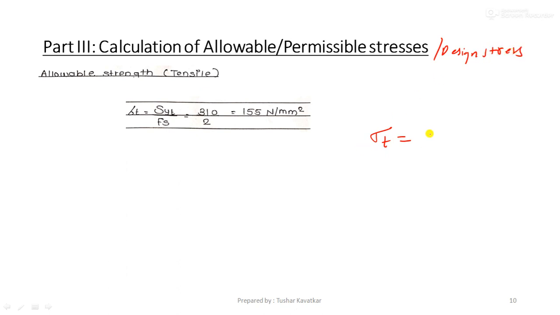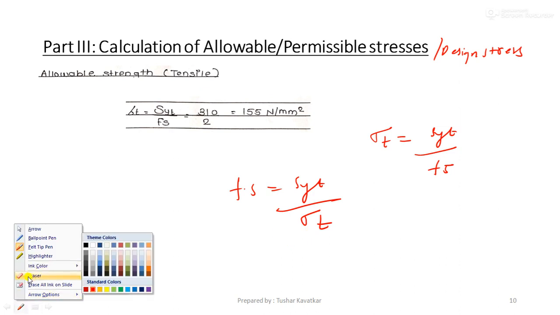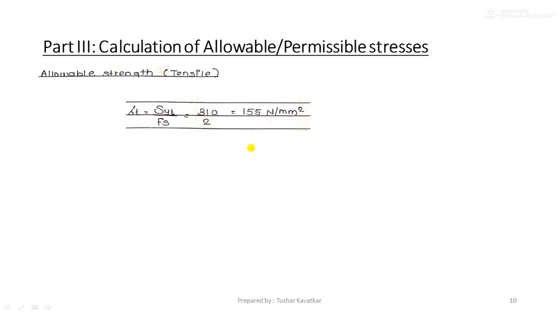Sigma t is given by Syt upon factor of safety, because we already defined factor of safety as Syt upon allowable stress. From this formula we get the allowable stress: Syt upon FS. What is Syt? 310. So the design stress, tensile strength, with a factor of safety of 1.5. This sigma t is nothing but the allowable or permissible stress. Means what?